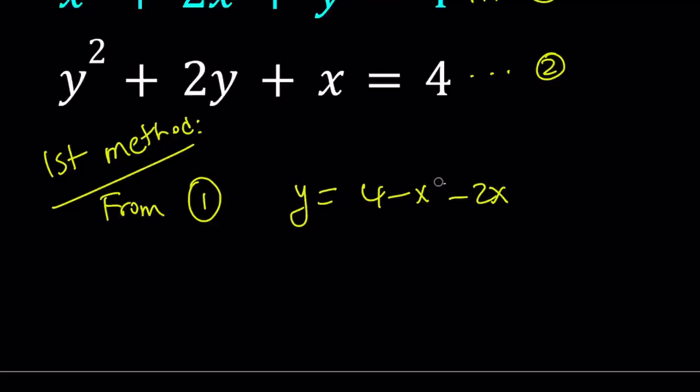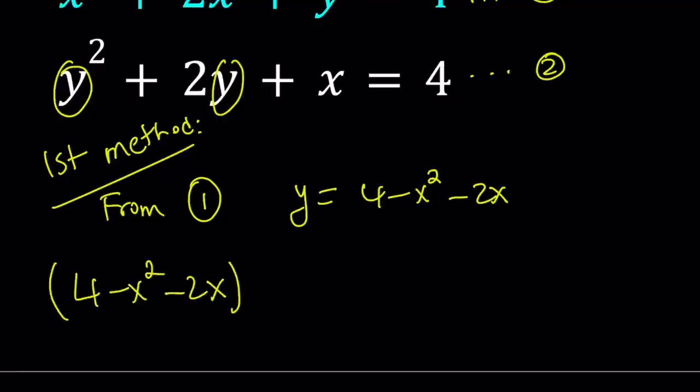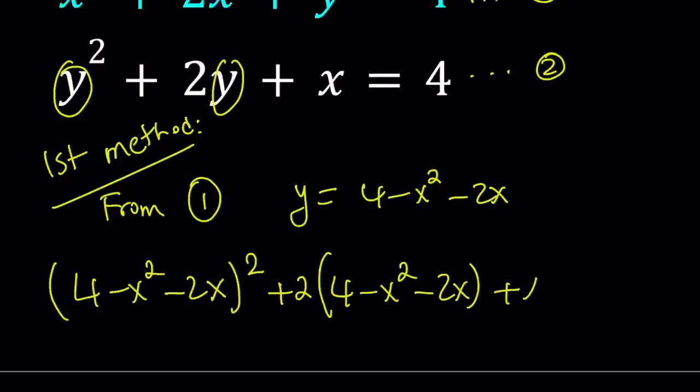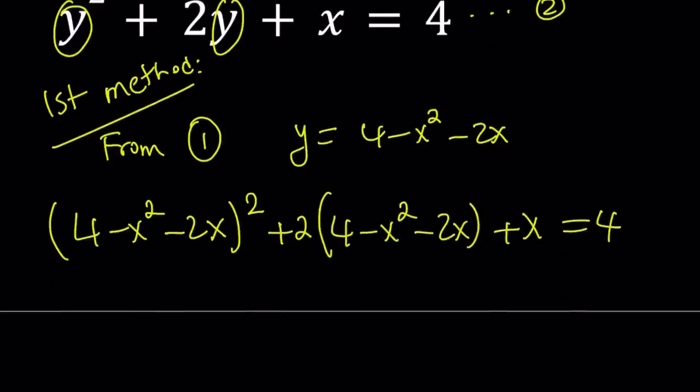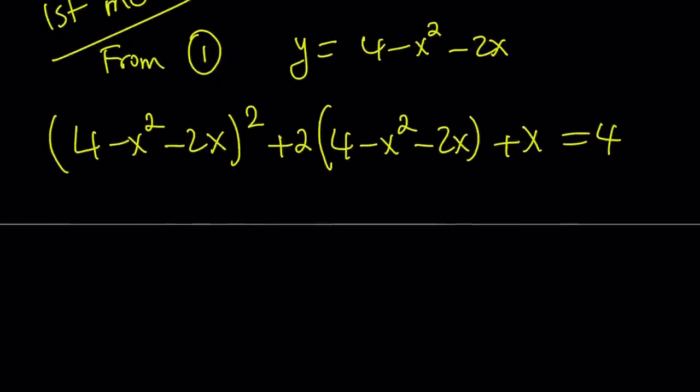I know some people don't like the way I write the 2. Sorry about that. So I'm going to write it like this maybe. So I can go ahead and substitute that into the second equation. So let's replace y with that: 4 minus x squared minus 2x, squared, plus 2 times y, which is this, plus x is equal to 4. Again, this is how you should not be solving a problem.